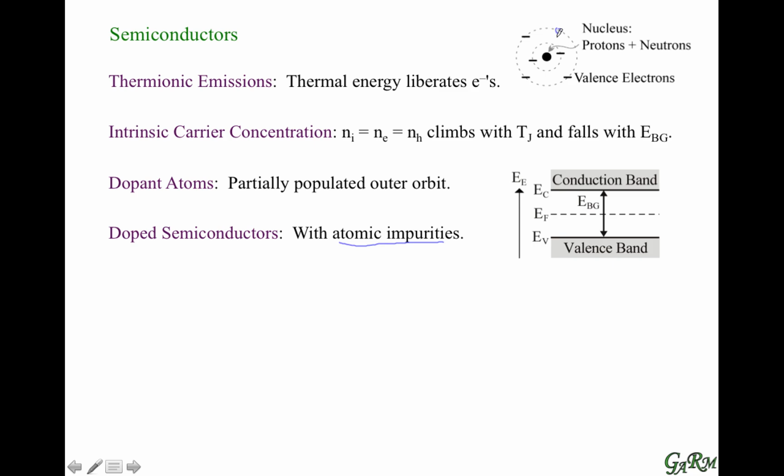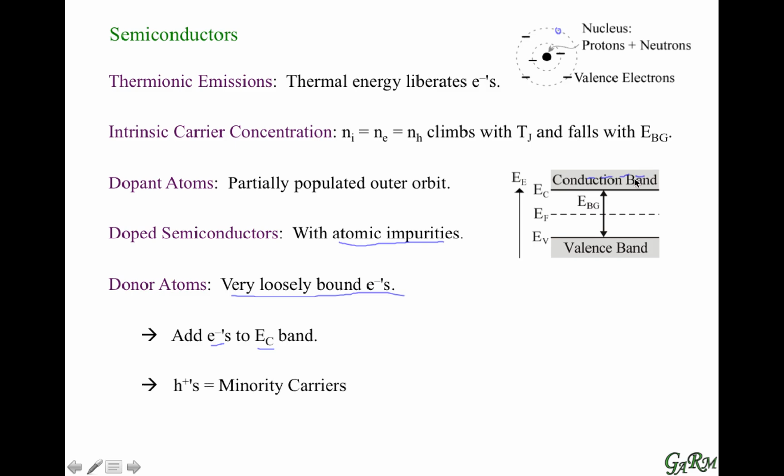So these are semiconductors with atomic impurities, and these atomic impurities are atoms with partially filled outer orbits. Donor atoms are atoms that have loosely bound electrons. So when added to the semiconductor, what we're essentially adding are electrons to the conduction band. So we're actually putting electrons right over here.